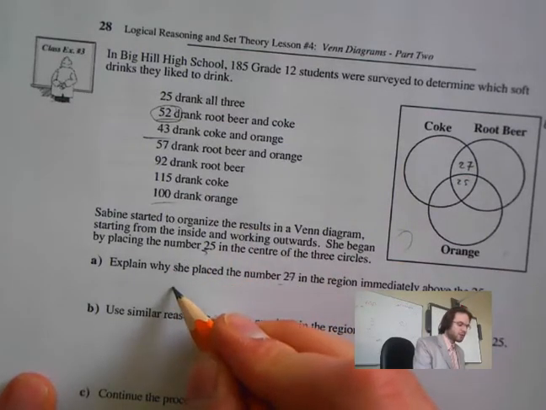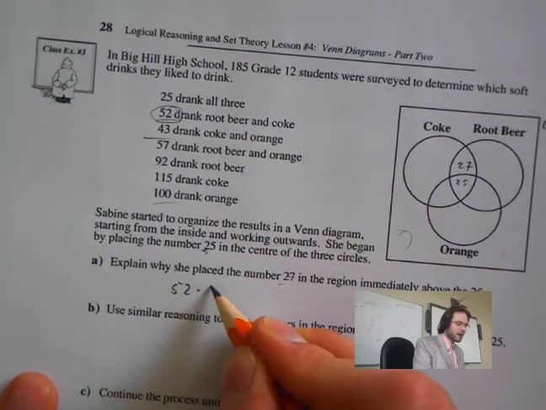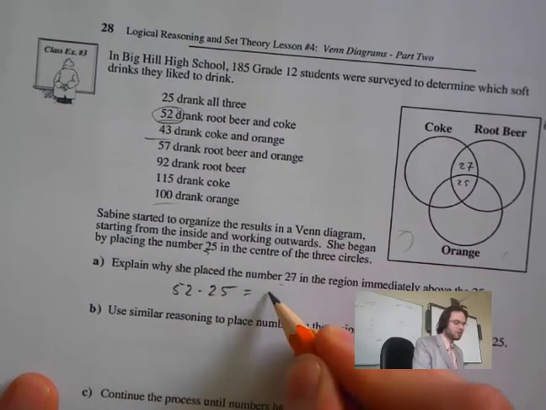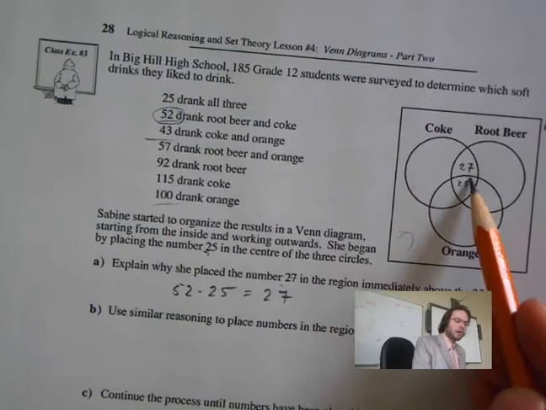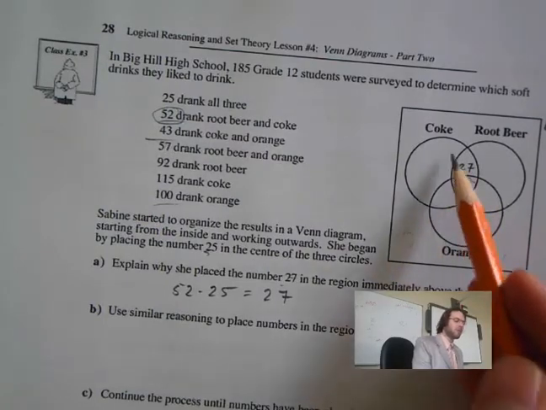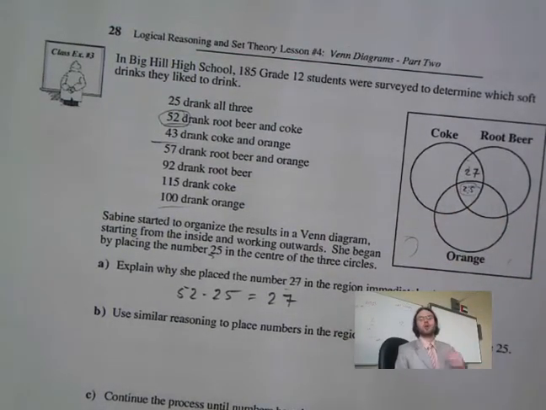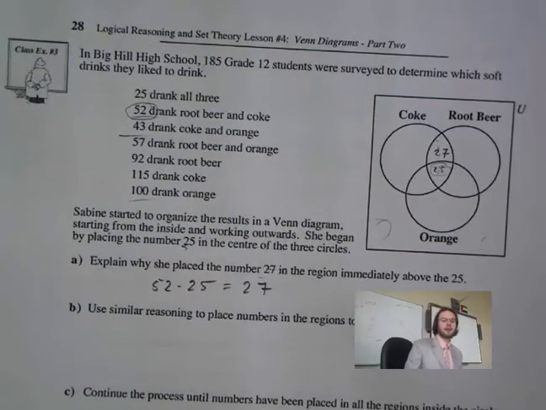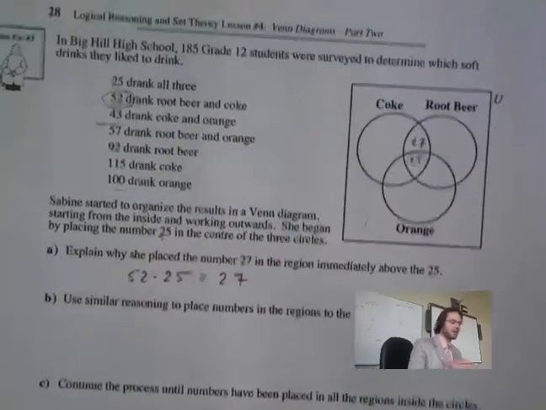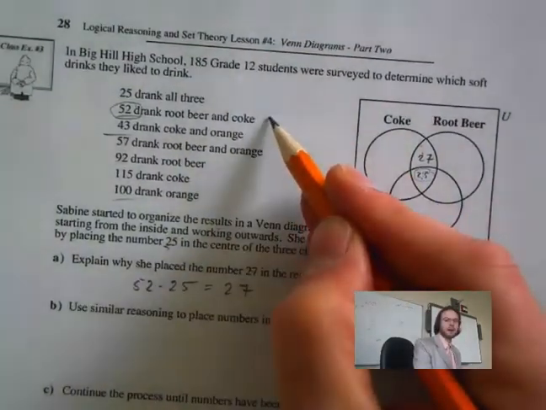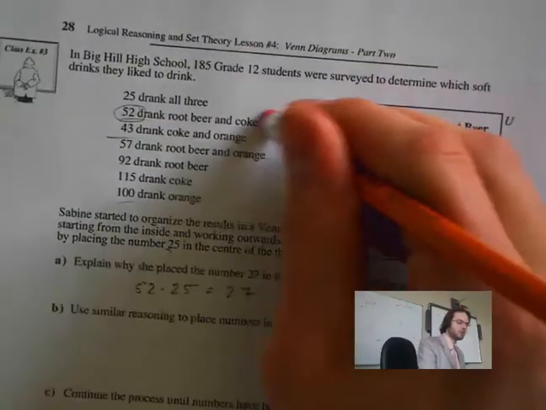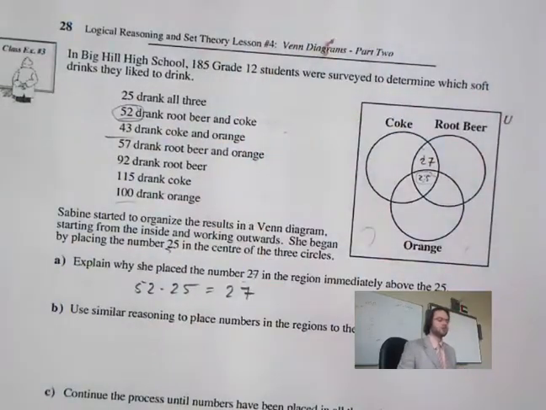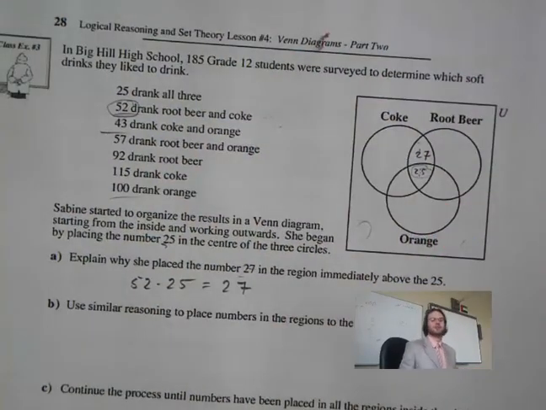Now, for this, we have to go 52 subtract 25, which is equal to 27, because we have all three. So these 25 are already included in the people that drank Coke and root beer, because it didn't say Coke and root beer only. If we said only, then we would put 52 there. But it says Coke and root beer, so there's also the 25 that's included in drinking all three.